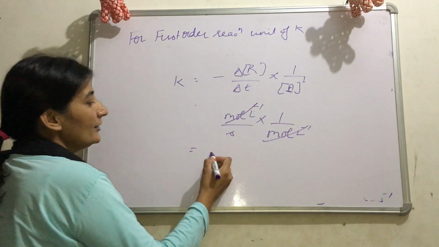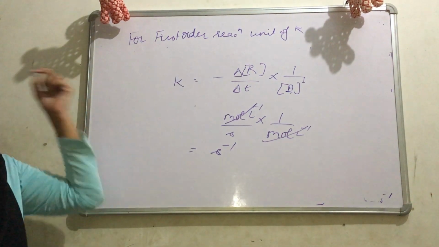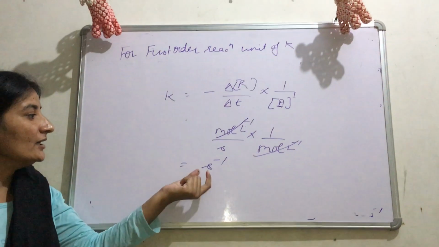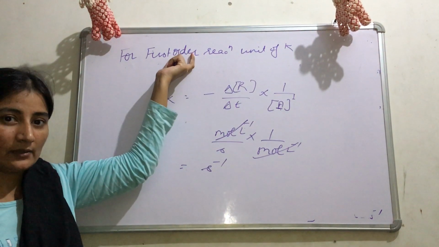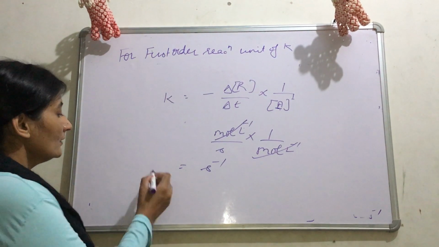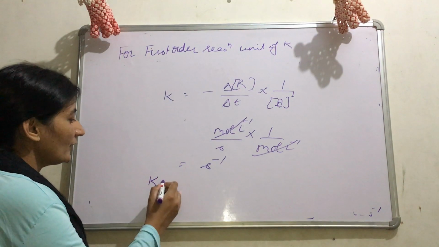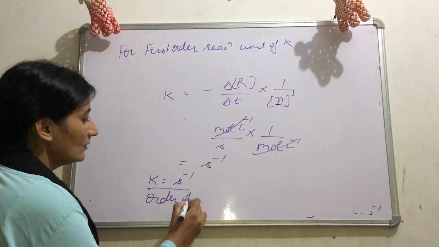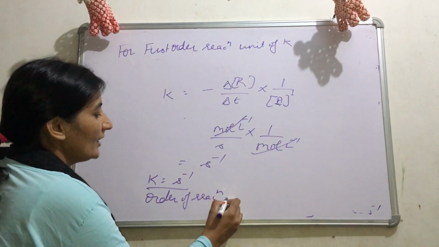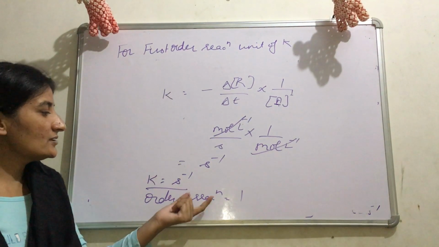Then what will be the unit? Second inverse. If the unit of K is second inverse, then what will be the order of reaction? This is very important. If the unit of K is second inverse, then the order of reaction is first. We can say that this is a first order reaction.